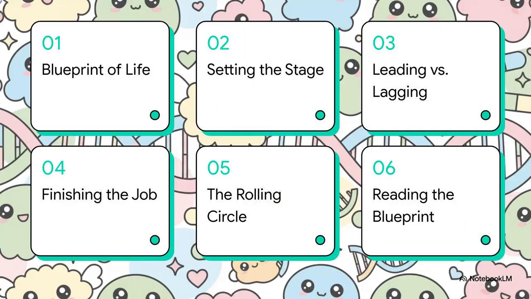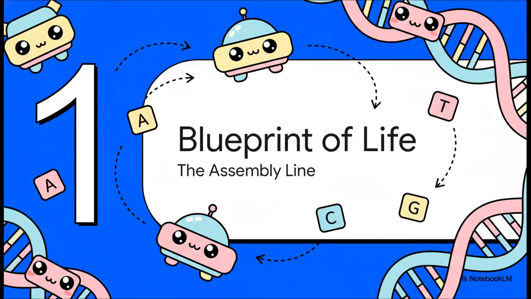So, here's our roadmap for the factory tour. We're going to cover: 1. The blueprint of life. 2. Setting the stage. 3. Leading and lagging strands. 4. Finishing the job. 5. The rolling circle alternative. And finally, 6. Reading the blueprint.